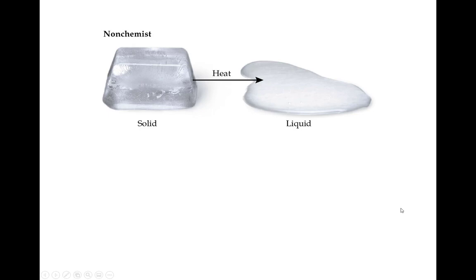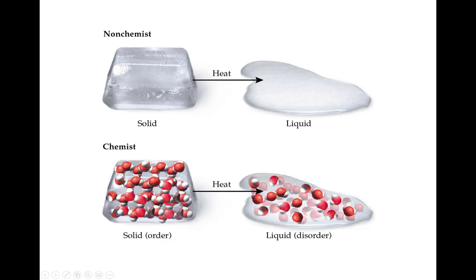So let's just take a very simple process, like ice being heated up just by the atmosphere and turning into liquid water. A non-chemist just sees melting ice. But to a chemist, what we see is much different. What we see in our mind is that this is not just a solid, but it's a solid with a very organized structure. And in fact, we can see little hexagons here within the structure.